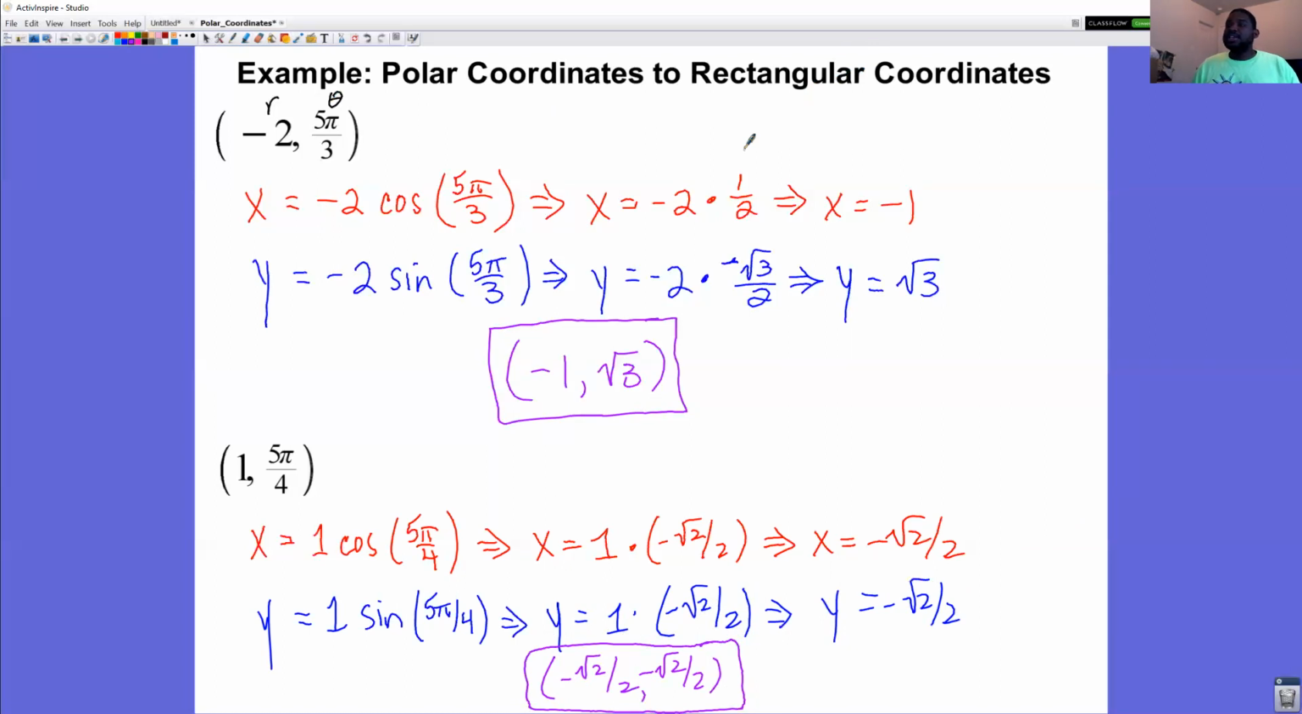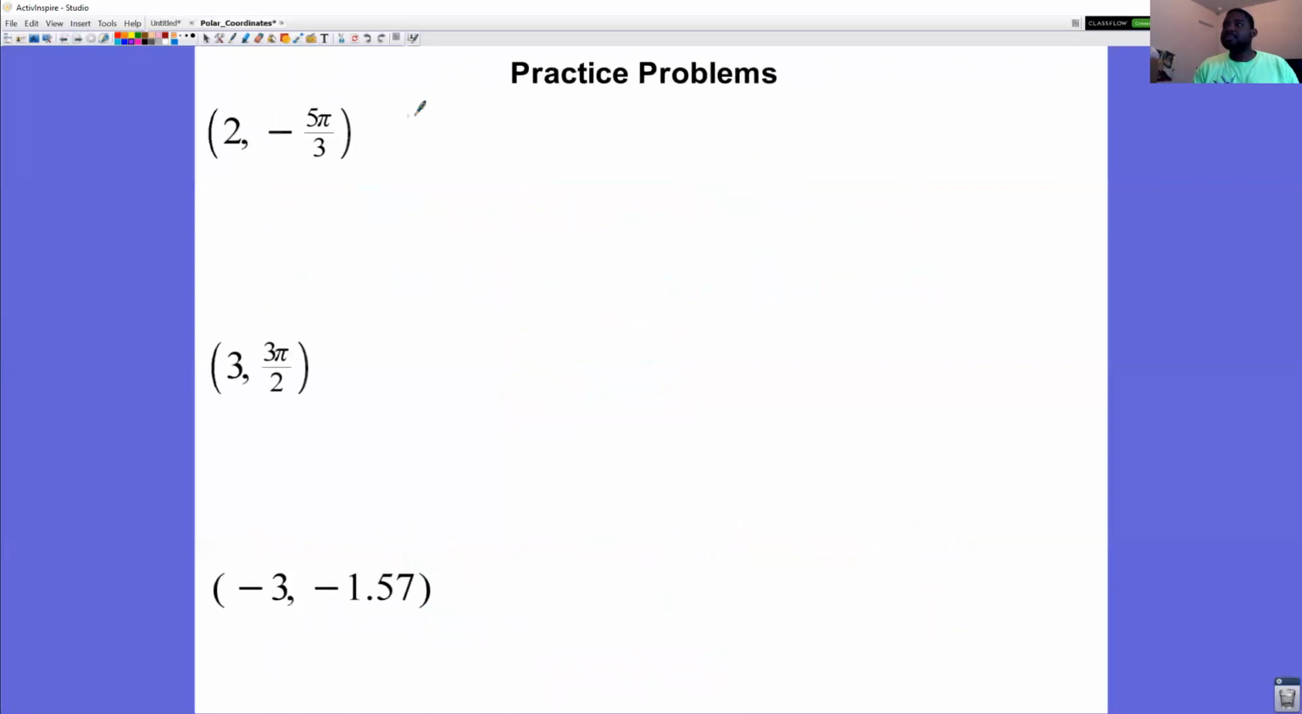And so you can see here is just the use of your parametric equations, because that's really what they are, x and y. And so now if you understood those two problems, you should be able to do these 3 problems here.